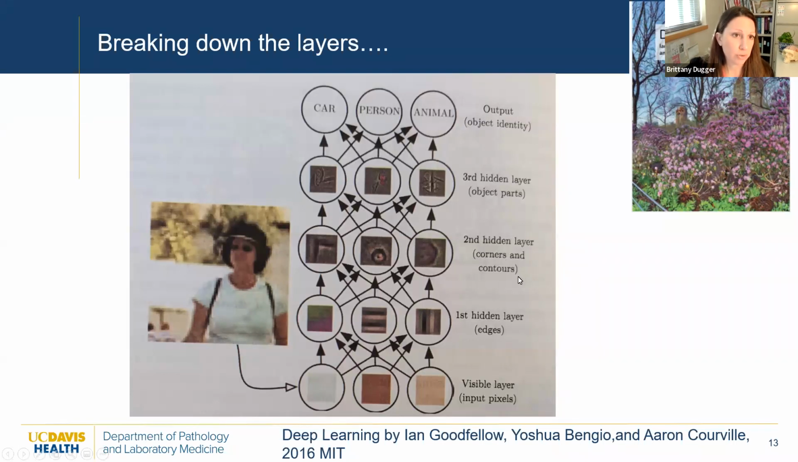Okay, corners and contours. Does it have a corner contour? Yes or no? Object parts. And so you break it down into all these different things. And then you have your output, which is the object identified. Granted, there's a whole other stuff that goes into this, but just again, trying to break machine learning down, supervised machine learning down to its simplest concepts.